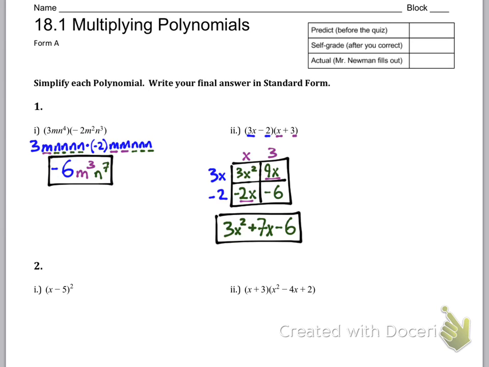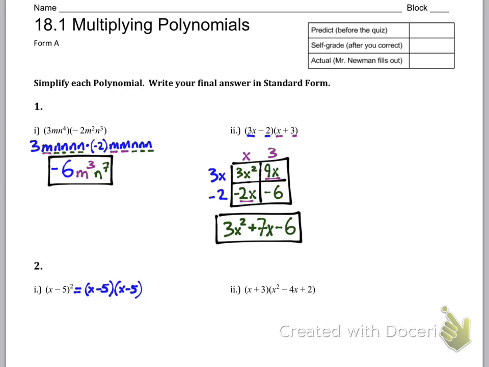For the next one, this is the most common mistake people make, where they know how to do this, but they try to shortcut themselves. When you square something, that means multiplying whatever it is that's squared by itself. So please, please, please write this out like this, otherwise you will forget how to do this kind of problem. x minus 5 squared is x minus 5 times x minus 5.